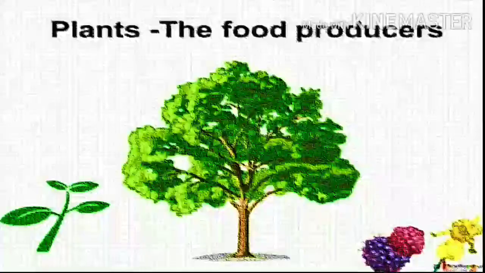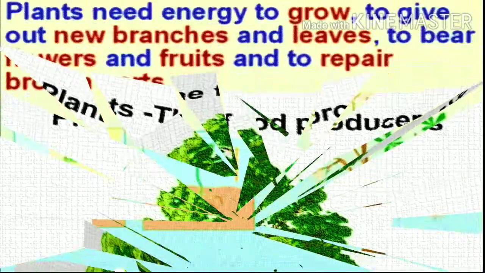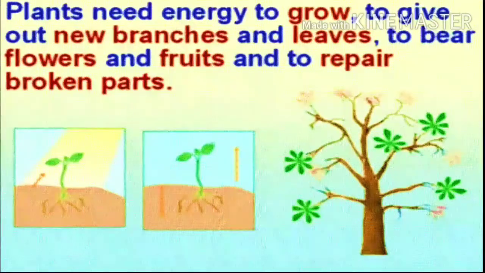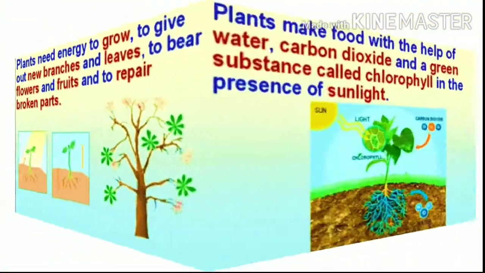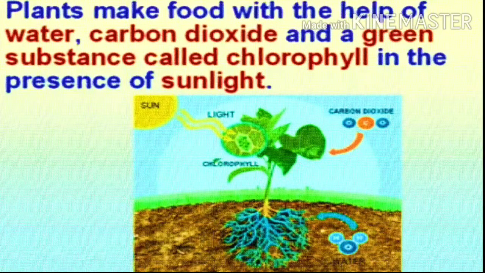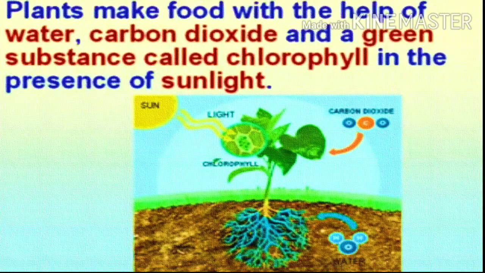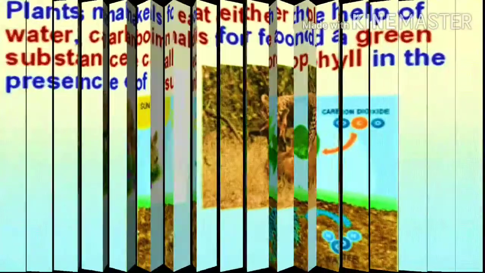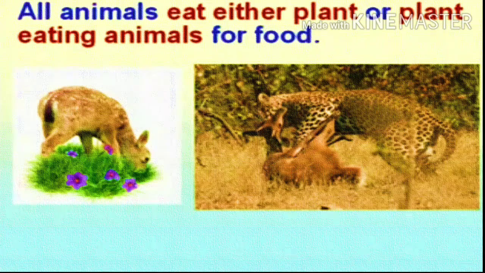Plants also need energy to grow, to give out new branches and leaves, to bear flowers and fruits, and to repair broken parts of the plant. Plants make food with the help of water, carbon dioxide, and a green substance called chlorophyll in the presence of sunlight. All animals eat either plants or plant-eating animals for food.